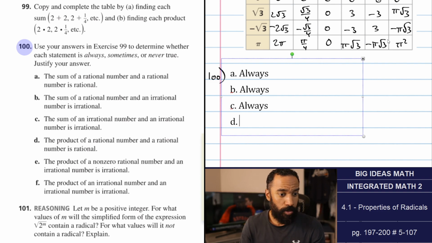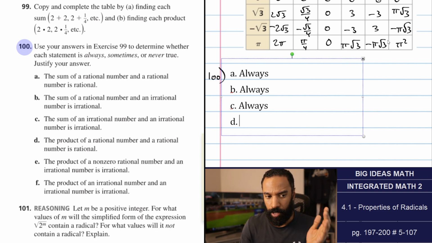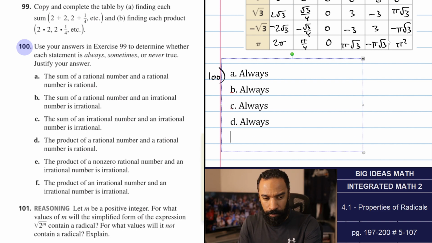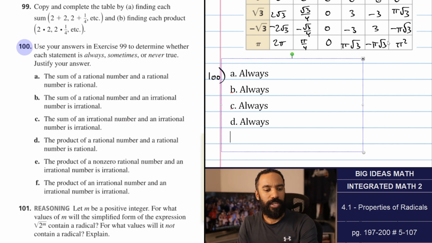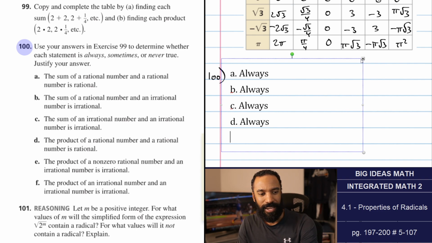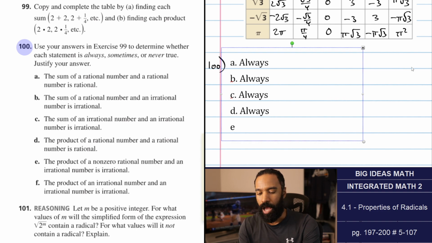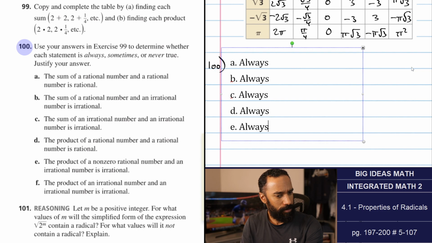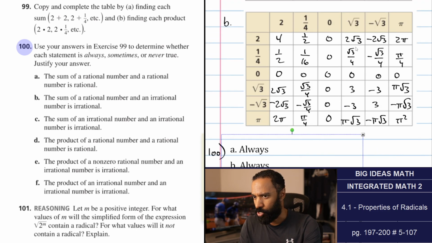Products are a different story, and this is what they're talking about next. The product of a rational and irrational is irrational. That's still always true. The product of a non-zero rational number and an irrational number is irrational. I believe that's also always true. Now, let's make sure. Rational and an irrational, non-zero. So 0 is going to give you 0, right? But 3, yeah.